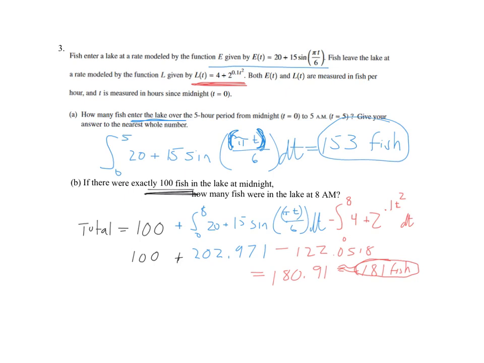Make sure when you put this in your calculator that all of that is in the exponent, 2 to the 0.1 t squared. Make sure the exponent is correct. We lost around 122 fish, so altogether we have a total of about 181 fish. So we gained about 81 fish over that interval.